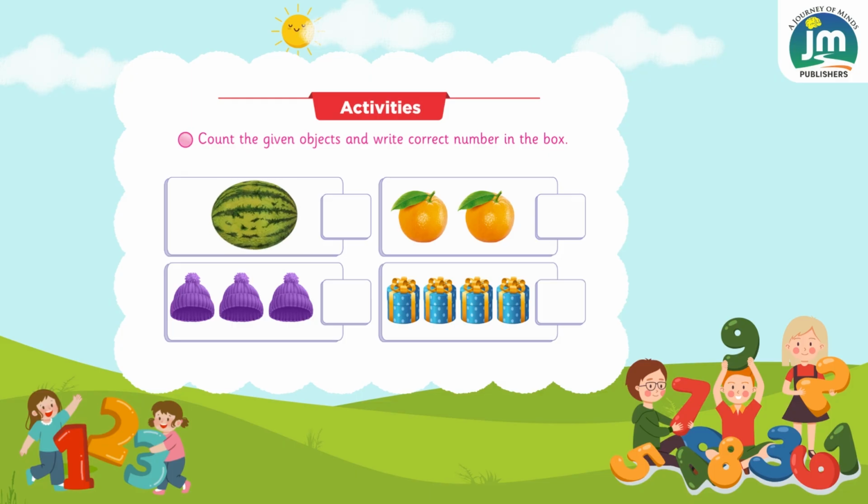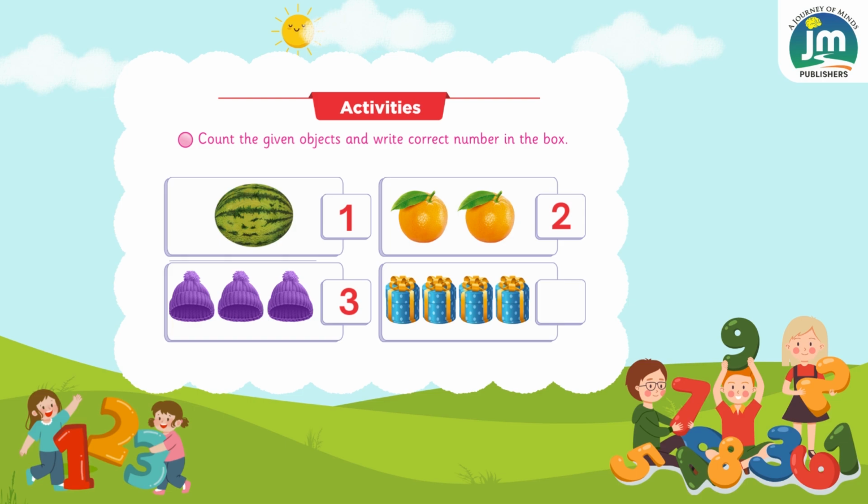करना है. First one is watermelon and only one. So we put the one in first box. Second one is 2 oranges. So put the 2 in this box. Third one is 3 caps and put the 3 in the blank box.